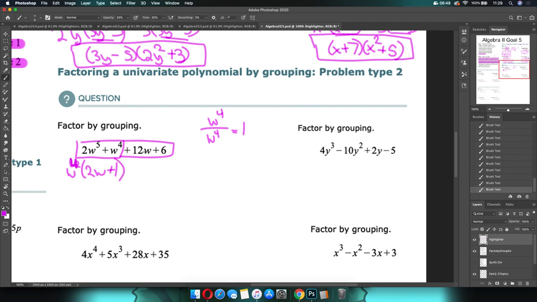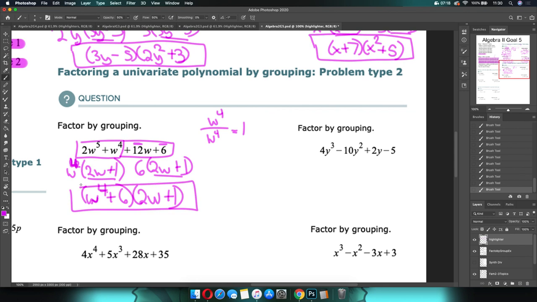If I'm looking over here, I have the 12 and the 6. They match, which means I can pull out a 6. That gives me 2w plus 6 divided by 6 is 1. Does it match? Okay, so this is exactly like problem type 1. I'm liking what I'm seeing so far. We are left with w to the 4th plus 6, and then it's 2w plus 1 as our answer. So far so good.